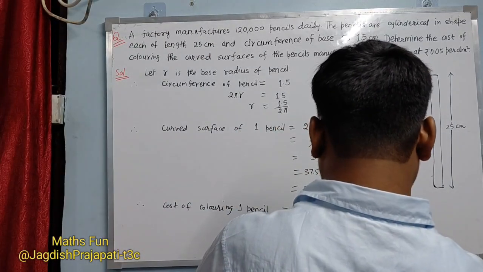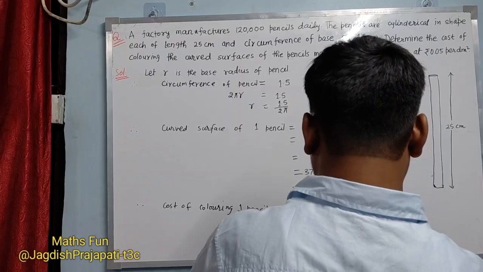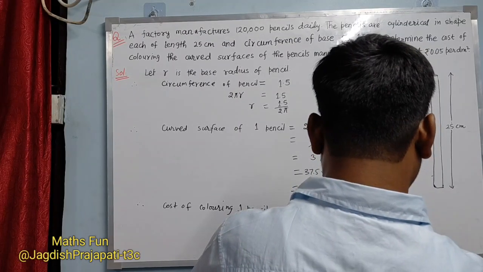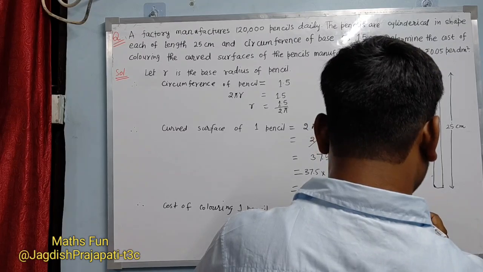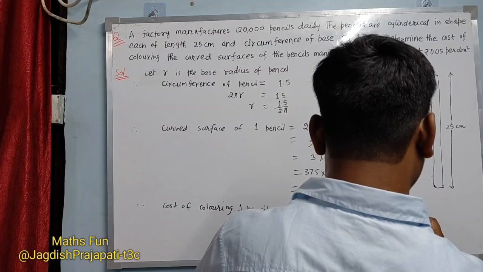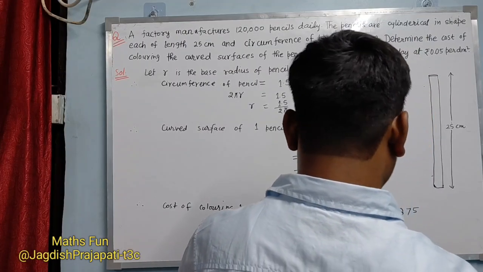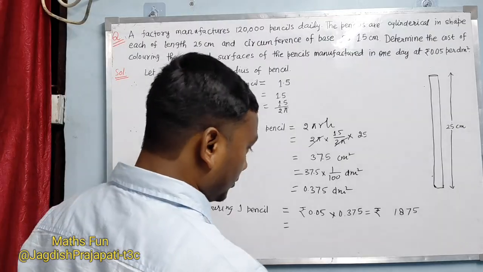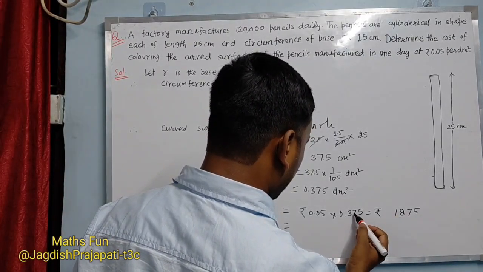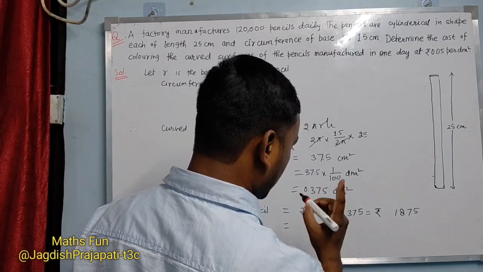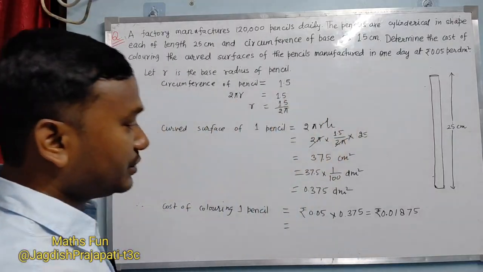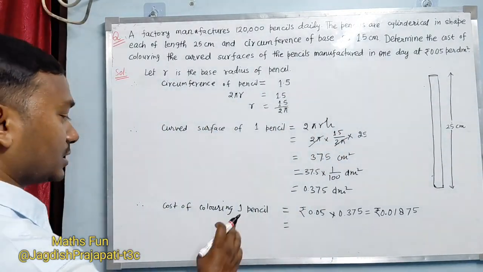So you just multiply this. 5 5s are 25, 5 7s are 35, 37, 5 3s are 15, 18. Okay, now we have to place the decimal after 4 places. So 1, 2, 3, 4, 5 places. So this will be 0.01875. So this is the cost of one pencil.